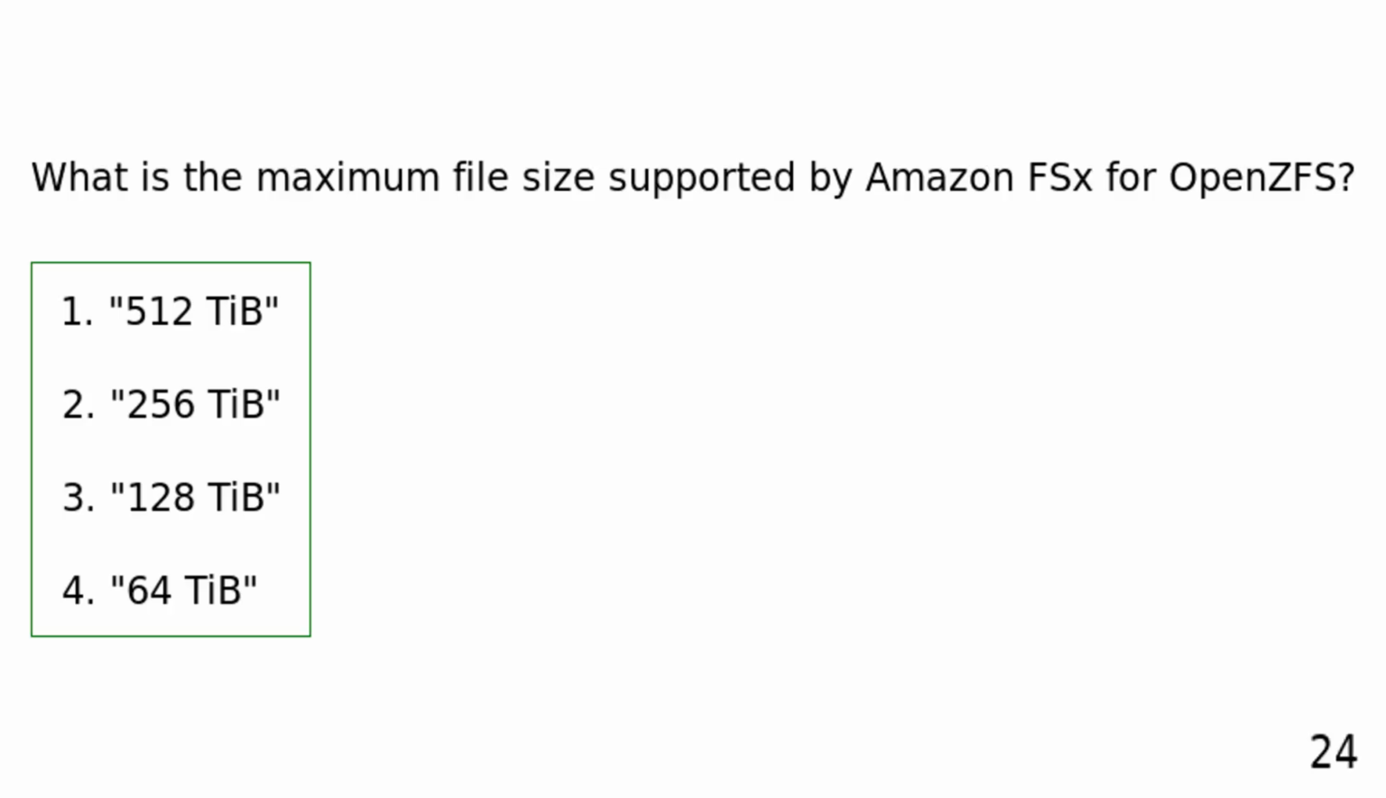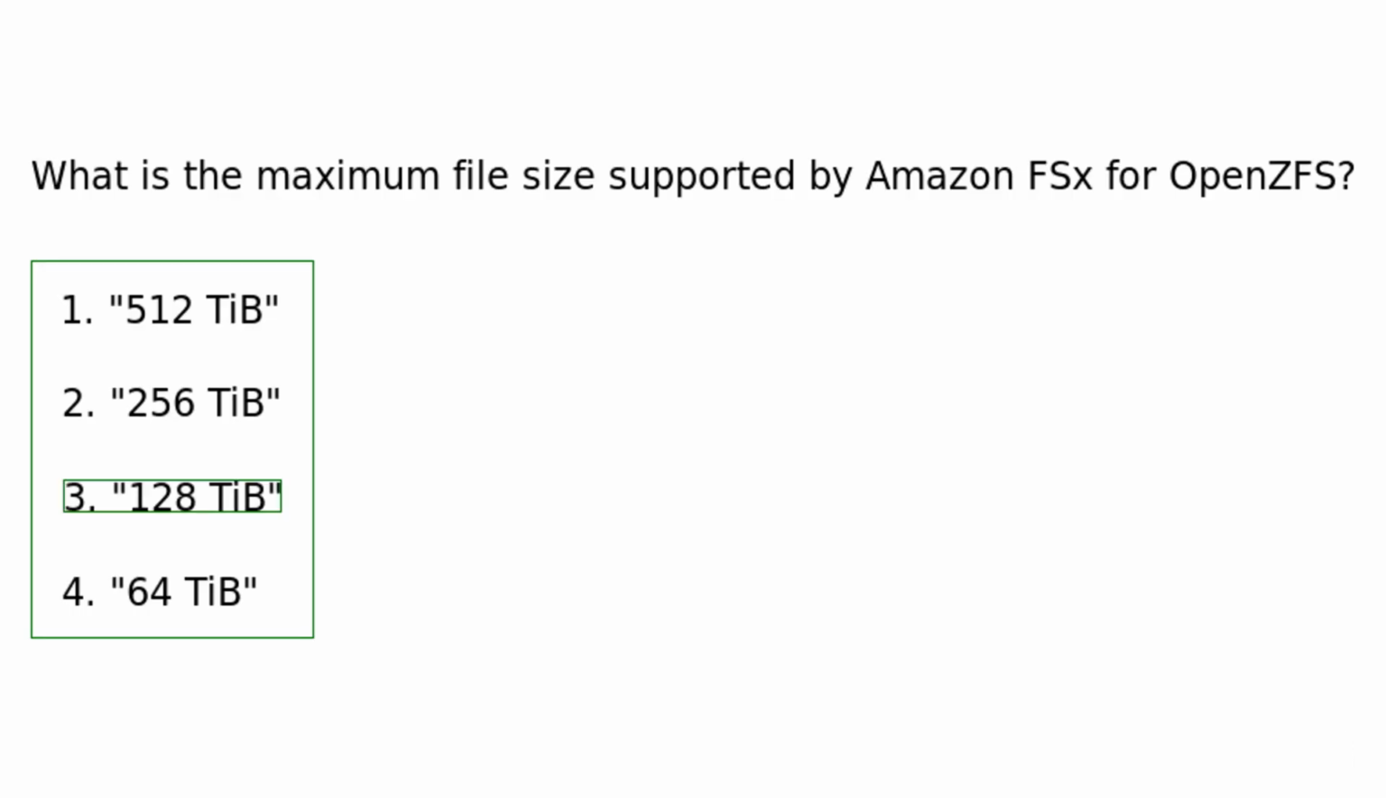What is the maximum file size supported by Amazon FSx for OpenZFS? 512 TB, 256 TB, 128 TB, 64 TB. Amazon FSx for OpenZFS supports a maximum file size of 128 TB.